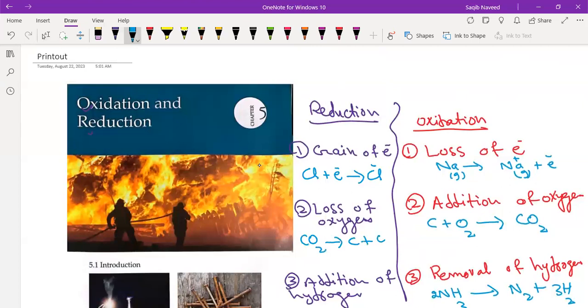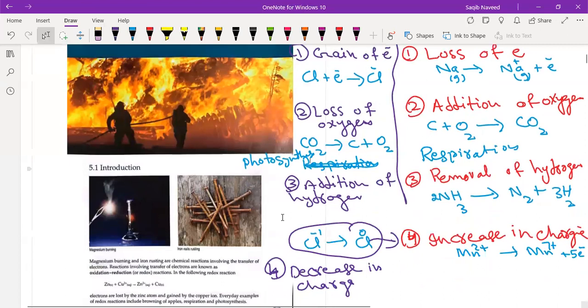And loss of oxygen, you can reverse this process. If CO2 cracks, it will form carbon and oxygen. Respiration process, if you are a biology student, oxygen is lost. So respiration is the example of reduction. Oh, very sorry. No, in respiration, oxygen is used. That is oxidation. In photosynthesis, oxygen is lost. In photosynthesis, plants release oxygen. You're a biology student, right? Yeah, I am.